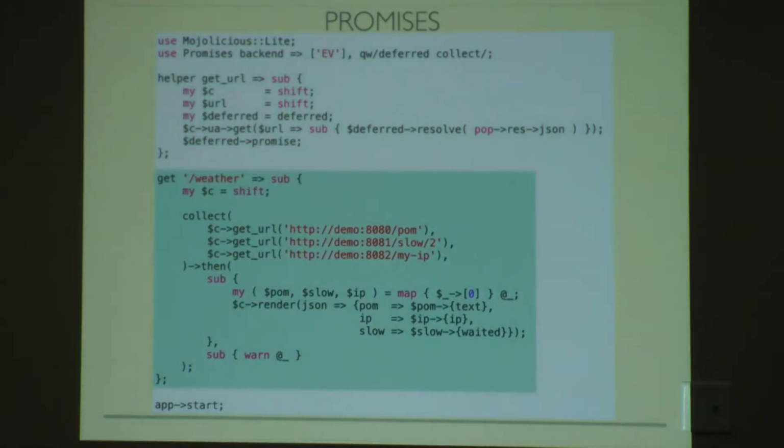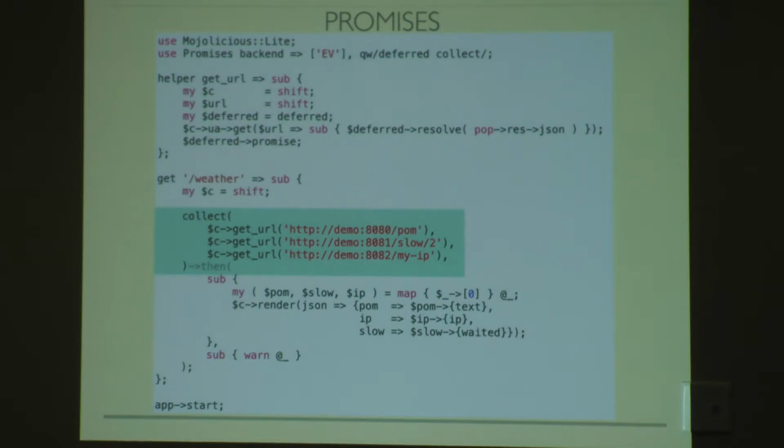It performs just as well as EV. Here's our controller, where we're going to handle a get on the weather URL. This is a Promises function. It's called collect. You can see I declared it up at the very top there. We're invoking get URL, which is the helper we just declared. We just pass it a URL, very nice. It creates a promise around that URL and does a get for us. So that's very concise and nice.